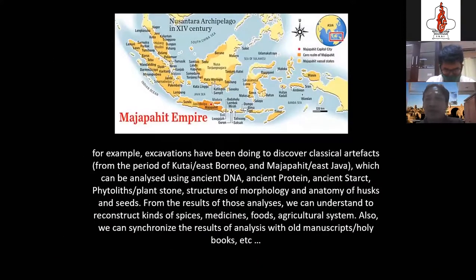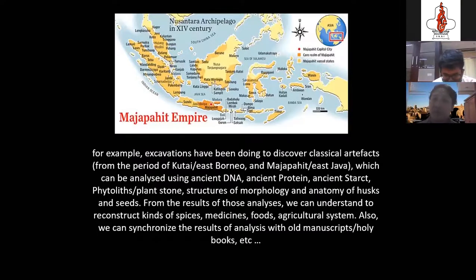And if we are talking about our ancestors, who we are, this is one of the examples: in the 11th to 15th century, there was a big empire, namely the Majapahit Empire. For example, excavation has been done to discover classical artifacts. This is only an example, right? Because Indonesia is a very huge country. If we compare to Europe, it's from London to Istanbul. And I took two examples, Kutai and Majapahit. This is only an example because I believe that there are many plant remains in other parts of Indonesia.